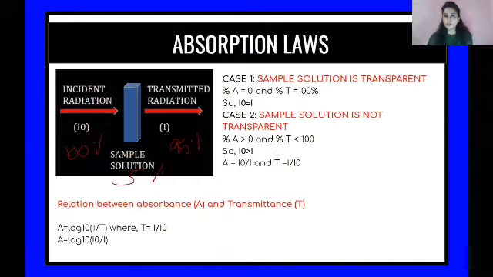So in that particular case, 2 types of cases arise. The first one is that the sample solution is transparent in nature. If the sample solution is transparent, it means it can pass light on its own. So the percentage absorbance will be exactly equal to 0. On the contrary, the percentage transmittance will be exactly equal to 100%. The more we incident the radiation, the more it will get transmitted. So in that case, the incident radiation will be exactly equal to the transmitted radiation.